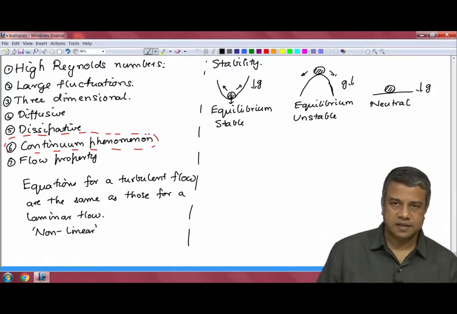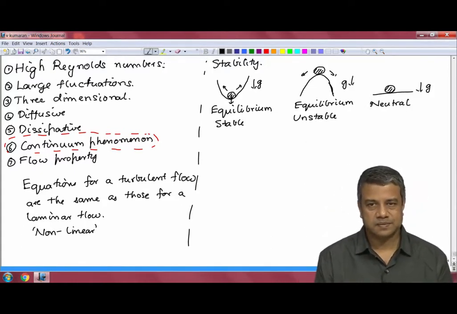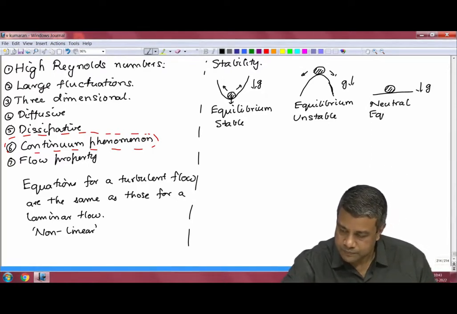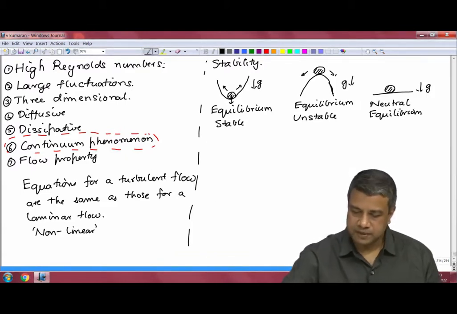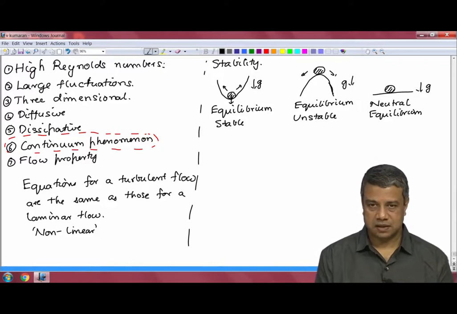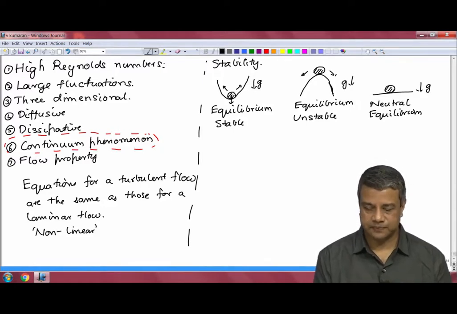If you displace this object, it stays at the displaced location. So, it is a neutral equilibrium. The equilibrium is related to the balance between forces in that state. The stability or instability is related to the disturbances around that state. So, that is the distinction.